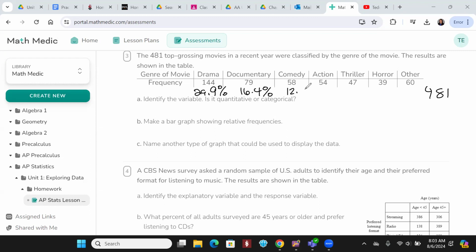12.1. We round it. 54 divided by 481. 11.2%. 47 divided by 481. Okay. And then 39 divided by 481. 8.1%. And 60 divided by 481.